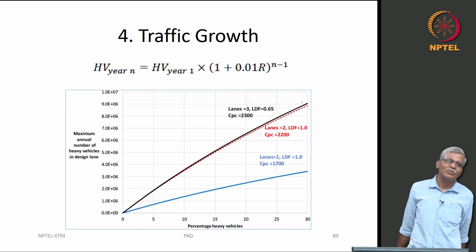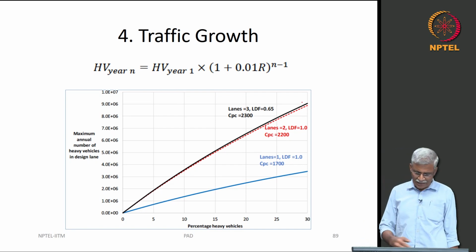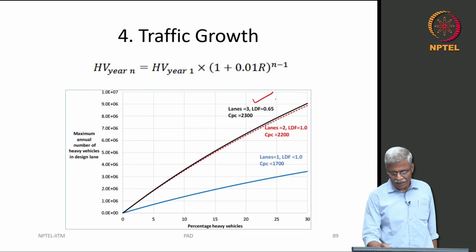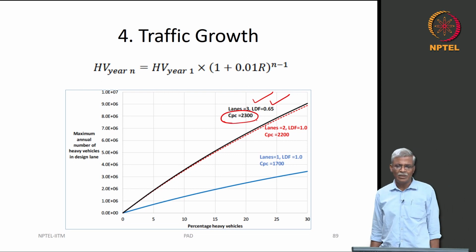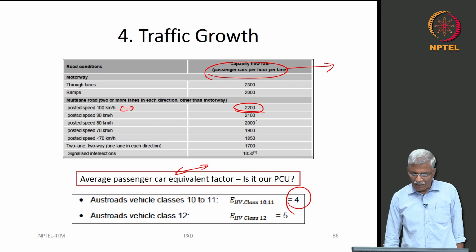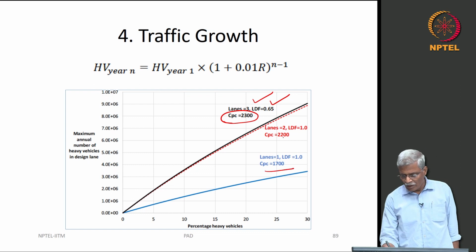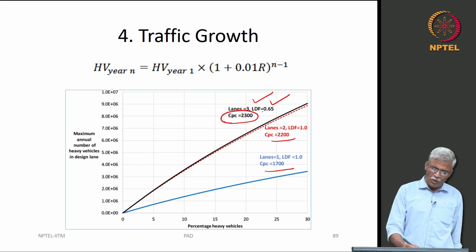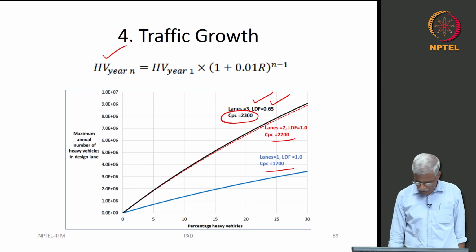Some graphs are given here. What you see is the maximum annual number of heavy vehicles in the design lane and the percentage of the heavy vehicles. You can see lane 3, and the lane distribution factor is this much. This is your cumulative percentage of the vehicles. CPC corresponds to this value, the capacity flow rate that we are looking at. It could be 2200, 1700, 2300. Using this you can compute the heavy vehicles in the design lane for the corresponding year.